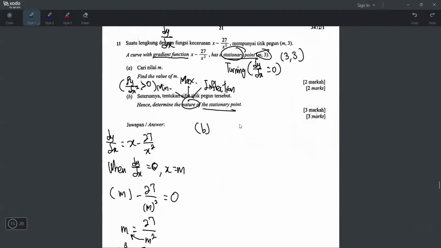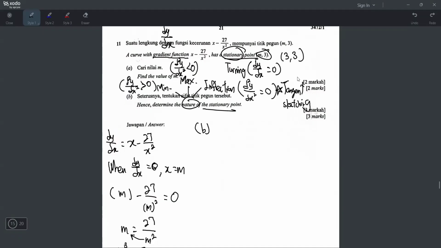So how do you know whether your turning point is a minimum, maximum or inflection? You do the second derivative, d2y/dx2. If your second derivative is positive, it's a minimum. What if your second derivative is negative, smaller than 0? It means it's a maximum. And what if your second derivative equals 0? It means it's an inflection point, and for an inflection point you have to use the tangent sketching method.